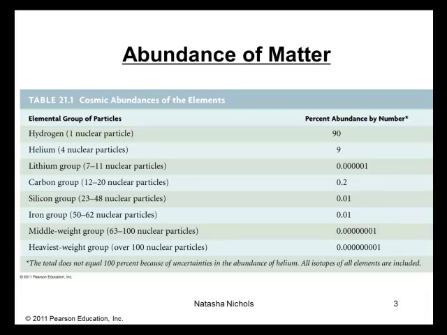Here is a summary table of the abundance of matter. Of course, hydrogen, which is comprised of one proton, makes up 90% of the abundance in the universe. Helium is 9%, and the remaining 1% comprises the rest of the elements in the universe.